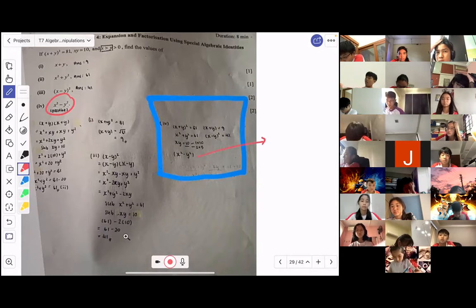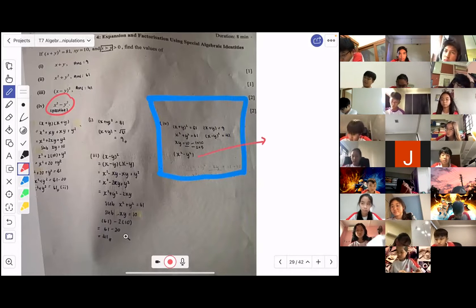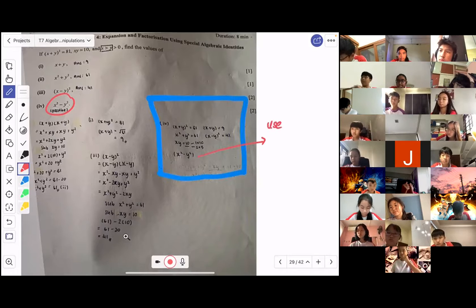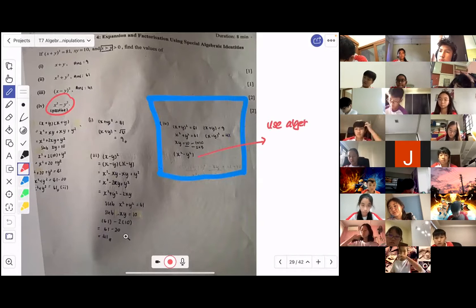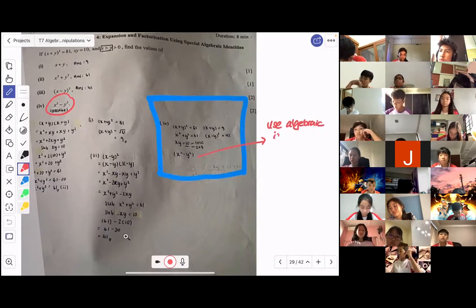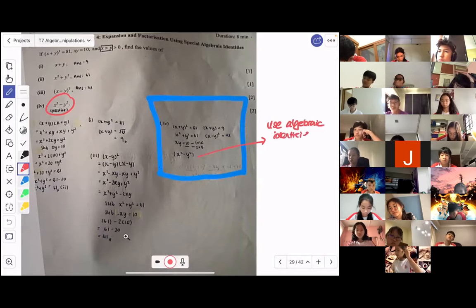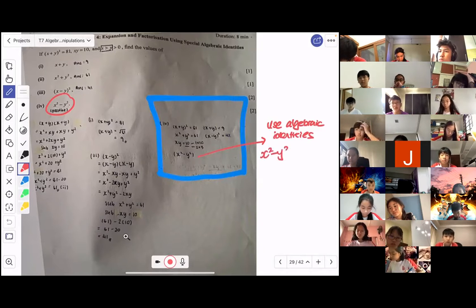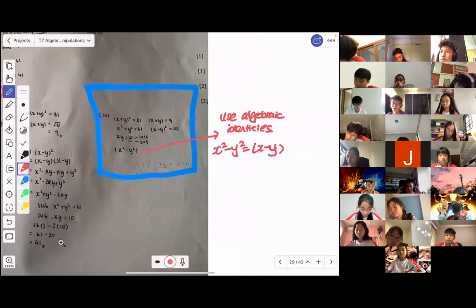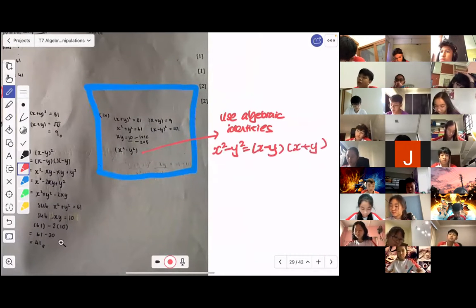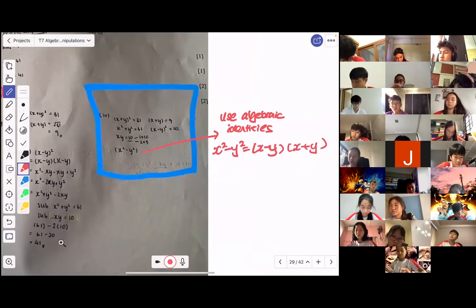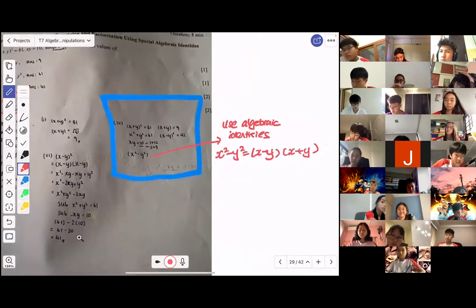Maybe you think about the fact, use algebraic identity, and you can show that x squared minus y squared is x minus y bracket x plus y. Where's the student who asked? I'm looking at you just to make sure you understand. So x minus y, right?